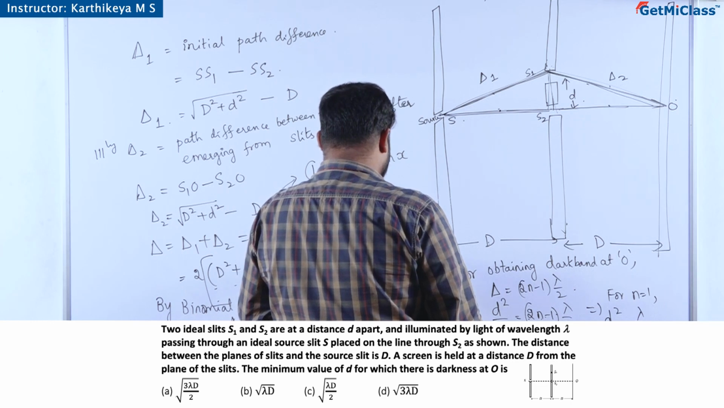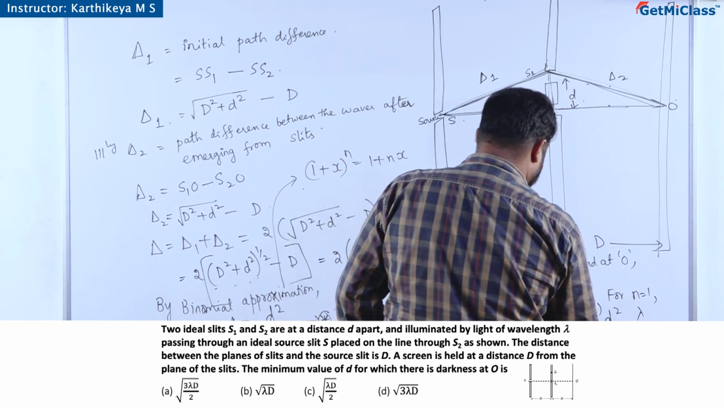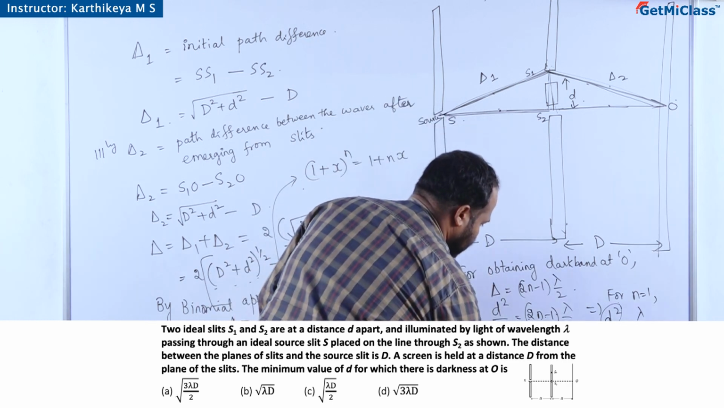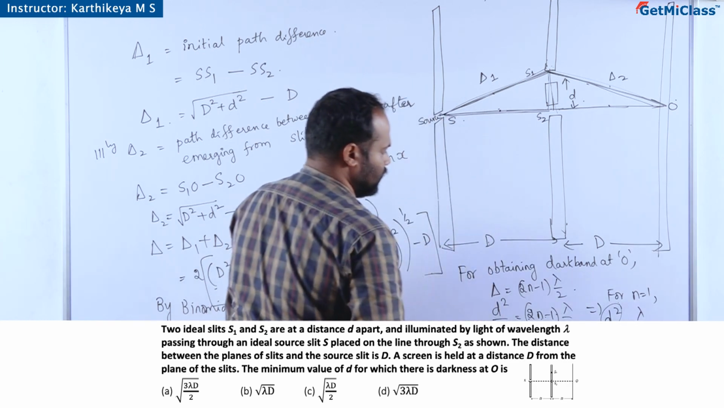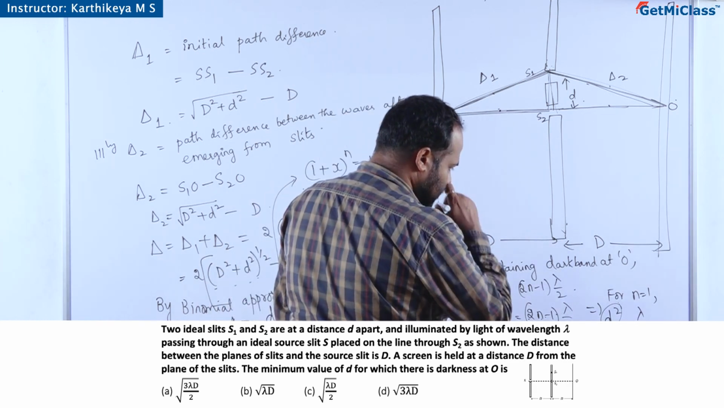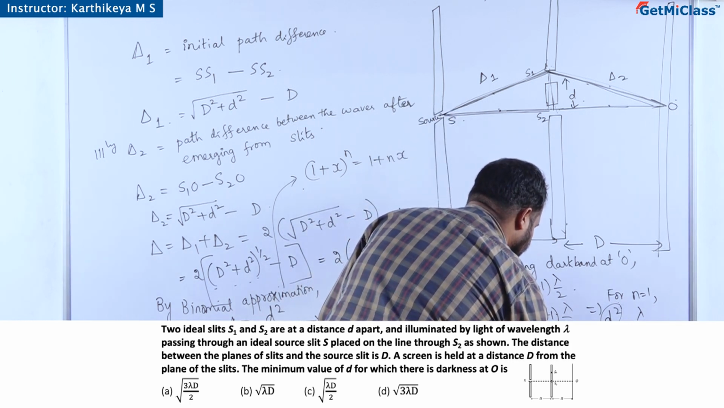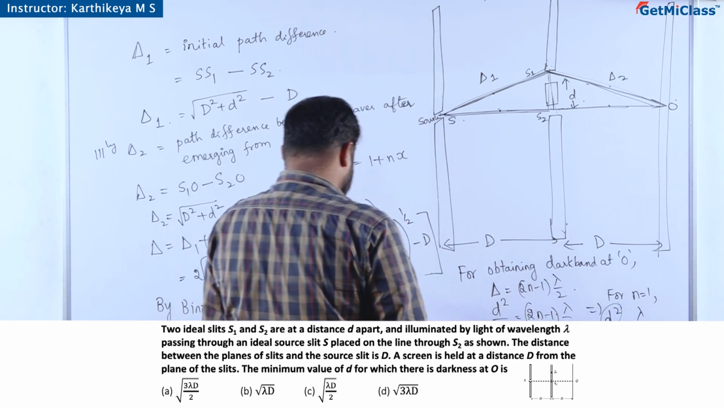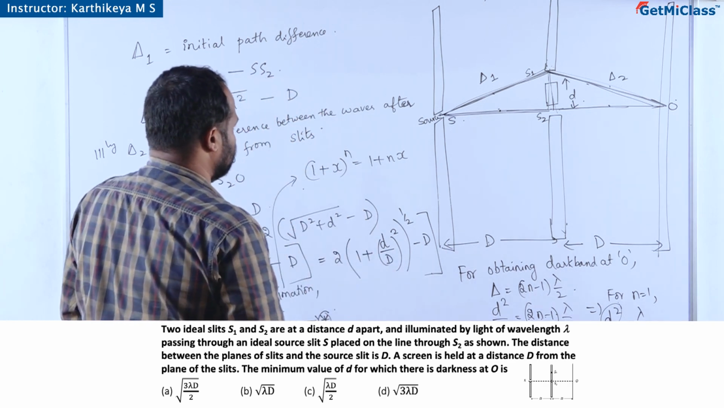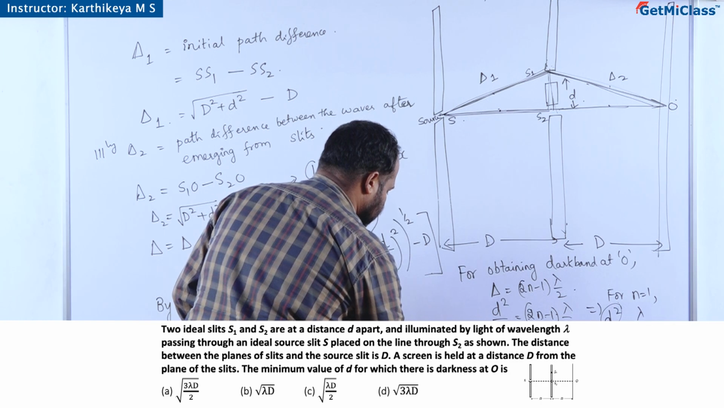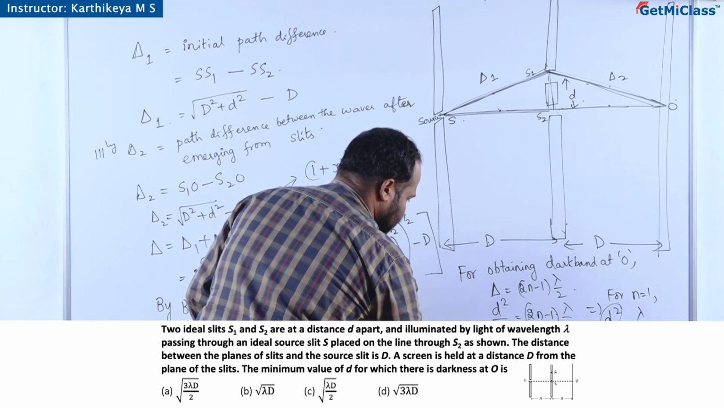So, we have to calculate the value of d here. d we have to calculate. So, d is equal to root of lambda D by 2, which is option C. This is option C.